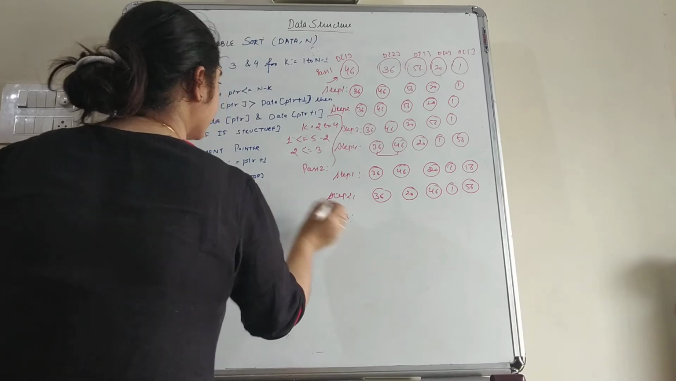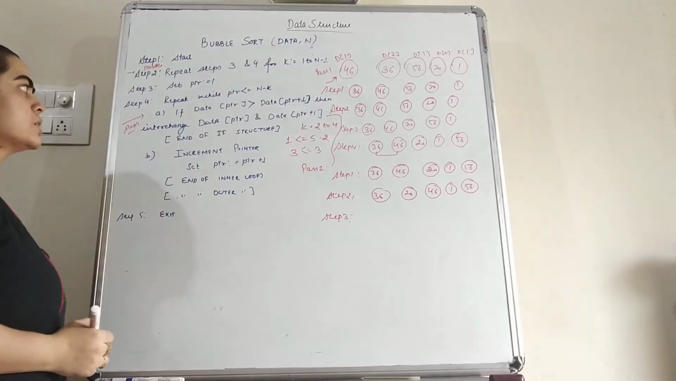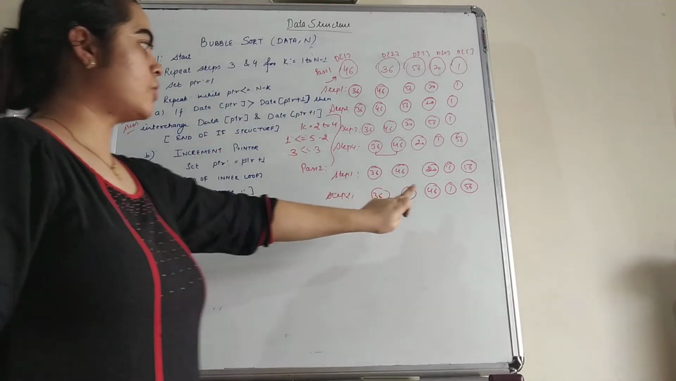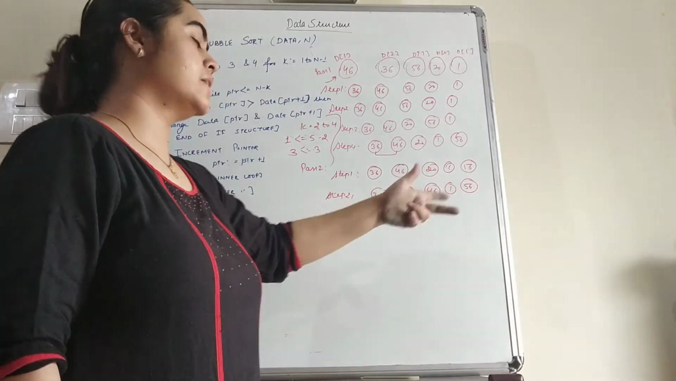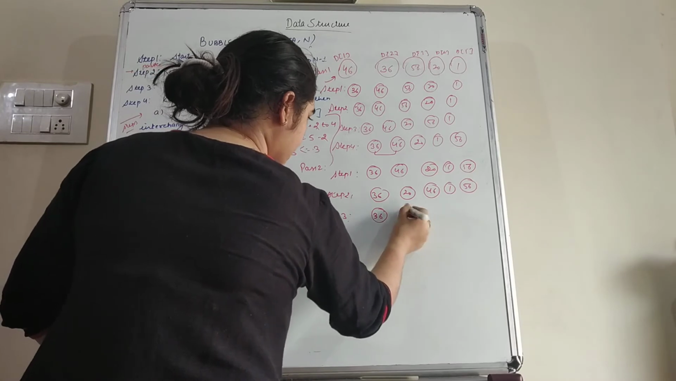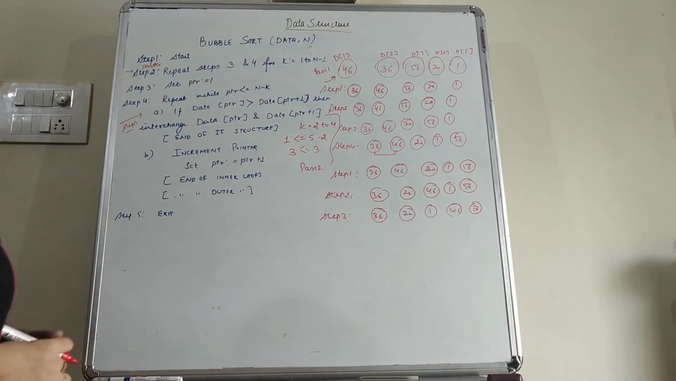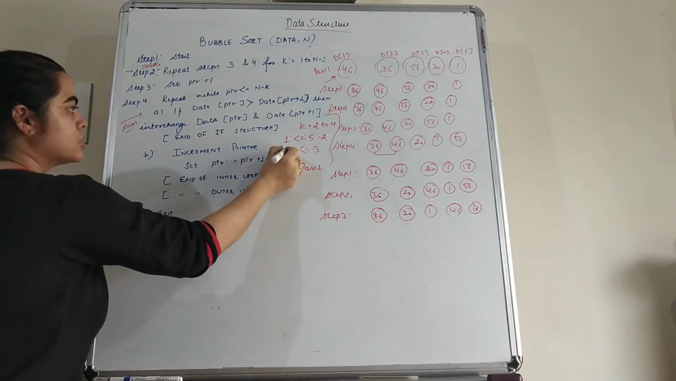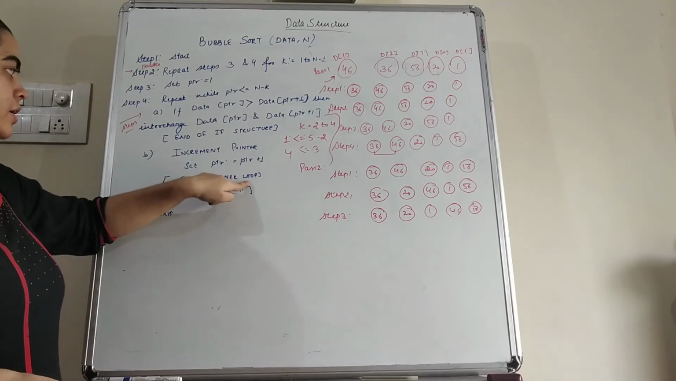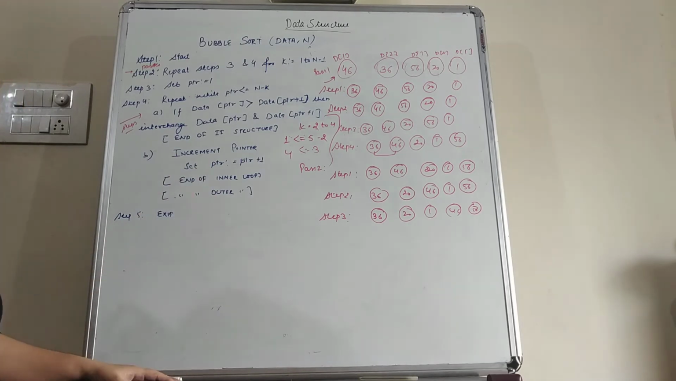Come to step number 3. Pointer is incremented by 1. Now pointer is 3. So 3 is less than equal to 3? Yes. Now data of 3 is greater than data of 4. Data of 3 is here and data of 4 is here. Yes. So that means we can interchange the values. So 36, 21, 46, 56. Now again you can increment the value of pointer by 1. Now pointer is 4. So 4 is less than equal to 3? No. That means you can end the inner loop. So if the condition is false, then we can directly end the inner loop.